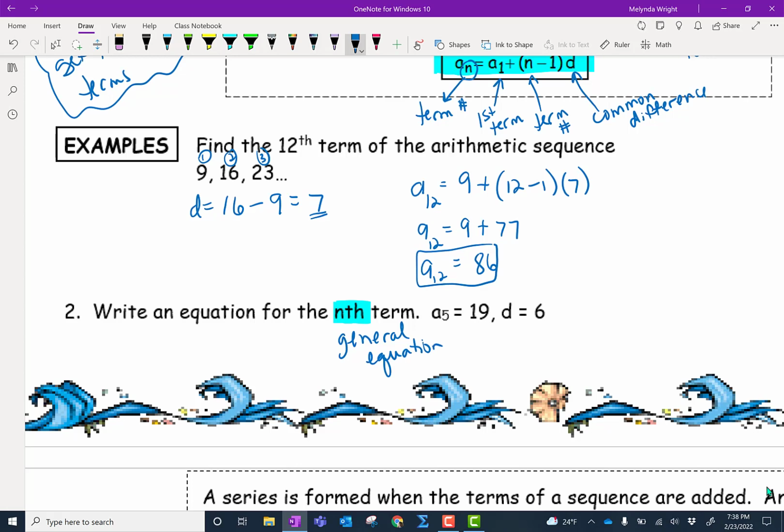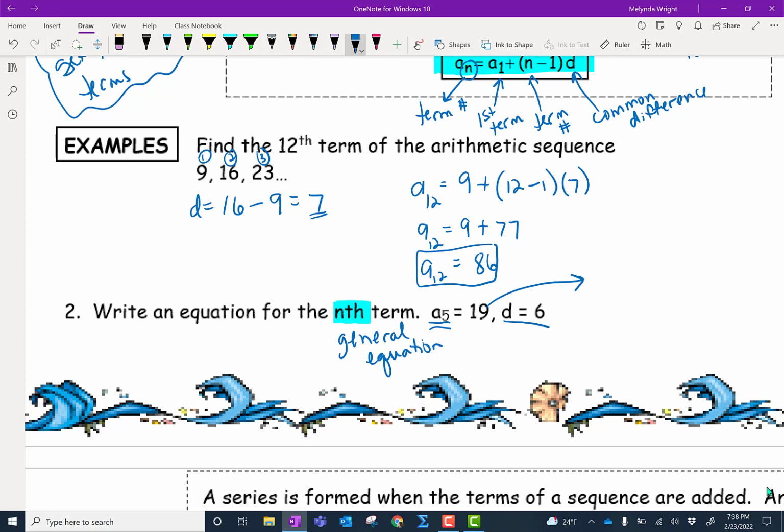All right, so they give us the 5th term, and they give us our common difference. In order to write our formula, the only thing that we don't have is our 1st term. So how are we going to find our 1st term? Okay, let's think about that.